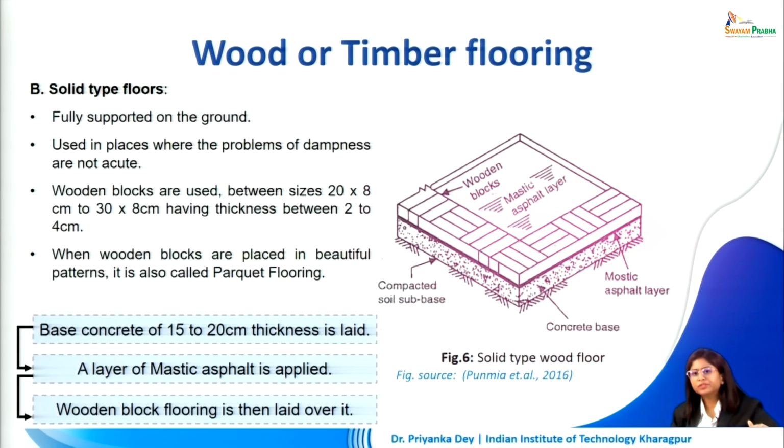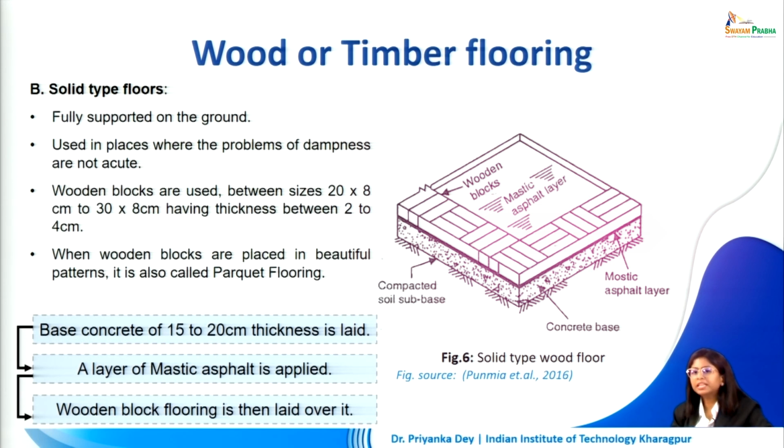The other type of timber flooring we can go for is called the solid type flooring. Here this is fully supported on the ground. It is used in places where the problem of dampness is not very acute. Here wooden blocks are used, different sizes are available, different thicknesses are available, and these are placed in beautiful patterns.